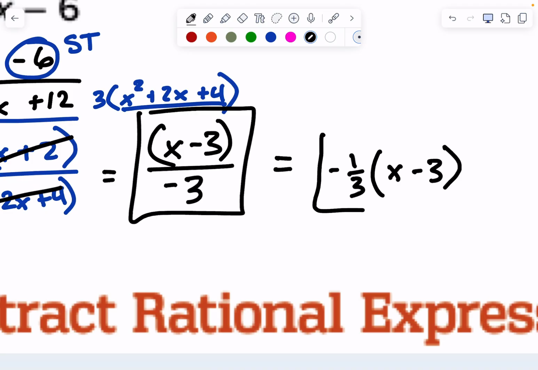Were you getting there, Jacob? Jacob likes to do crazy weird stuff like that. You had the 1/3 and then I changed it to over negative 3. Oh, you like it written like this? Yeah. Okay, sure.